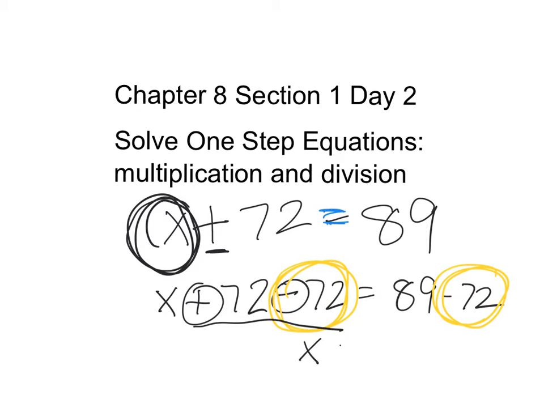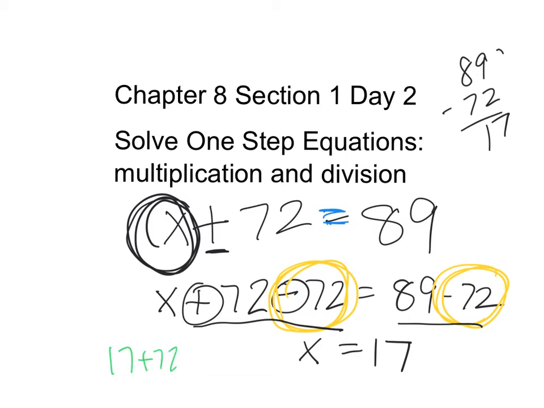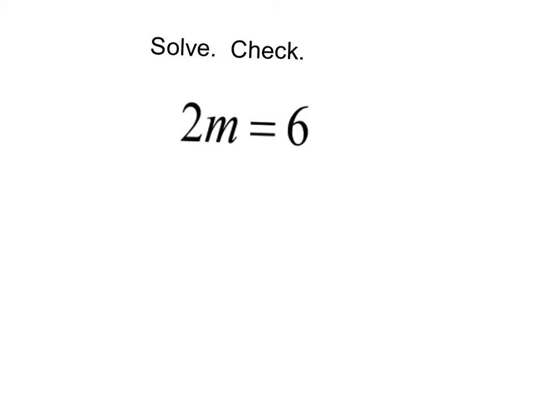I'm left with x equals, my right-hand side, I have to do that subtraction. So x equals 17. And if I substitute it in for x into my original equation, that's question mark. That is 89 equals 89. Yep, that checks. So today we're going to look at using multiplication and division.